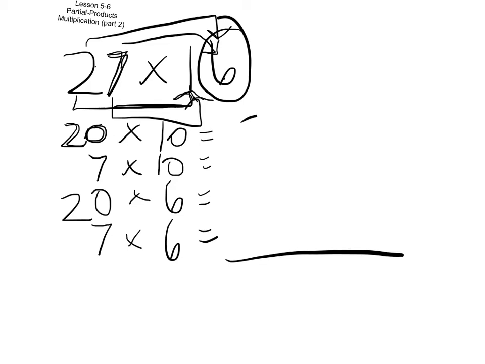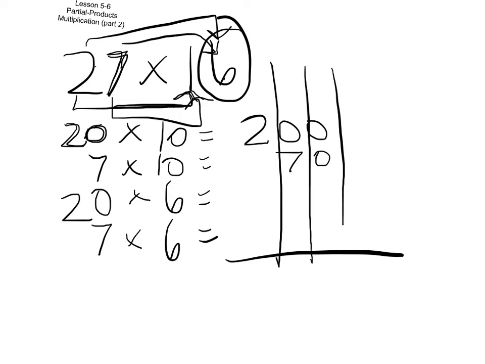20 times 10 is 2 times 1 equals 2, with the 2 zeros. 7 times 10 is 70, you should all know that. And see how I'm lining them up correctly now, so it'll be easy to add at the end. I'll put these lines here to help you understand where you should be lining them up. 20 times 6 is 2 times 6 is 12, and then the 0 at the end. 7 times 6 is 42.